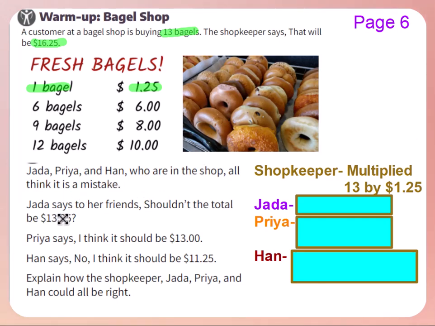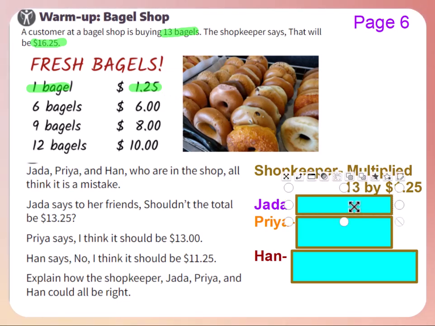So the shopkeeper says $16.25. But Jada looks at it. She's there with her friends, and she said, shouldn't it be $13.25? But Priya says, I think it should be $13, and Han says, no, $11.25. Now, all three are correct, just depending on how they're looking at it. Explain how the shopkeeper, Jada, and Priya, and Han could all be right. We've already talked about what the shopkeeper did. He wanted to make the most amount of money, so he simply said 13 times $1.25.